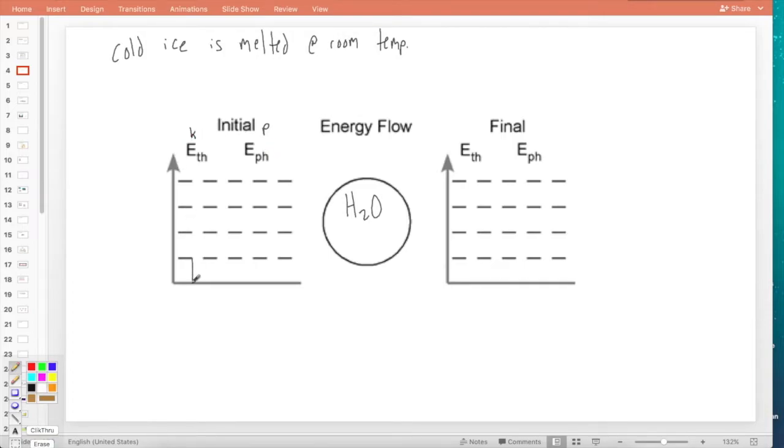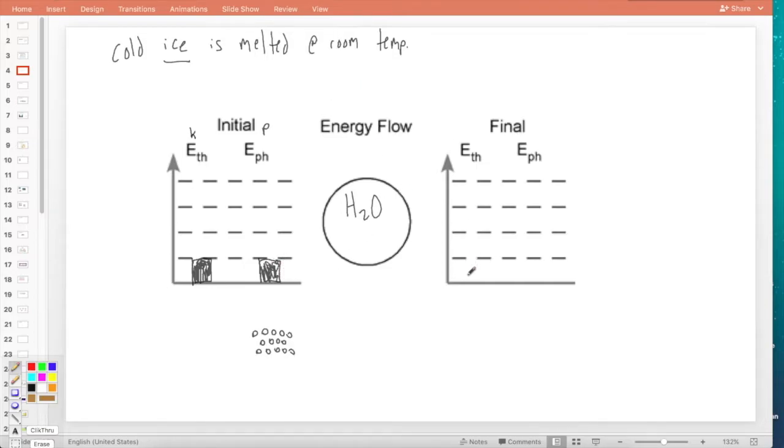So I'm going to start off with very low amounts of thermal energy. Why? Because the system is cold. And how much phase energy am I going to begin with? Well, it's ice. It is a solid, so the particles are very orderly, very structured. The intermolecular forces are strong and effective, locking those particles into place. The closer the particles are, the more they're locked into place, the lower the phase energy. So that has low amounts of potential phase energy.